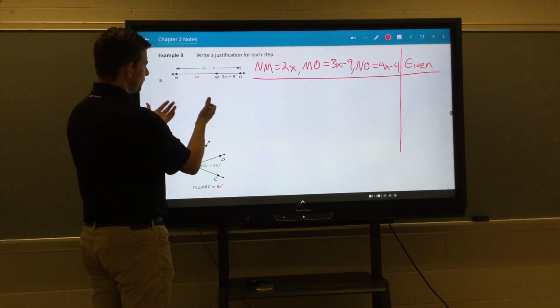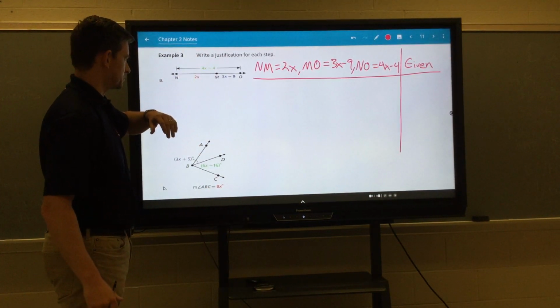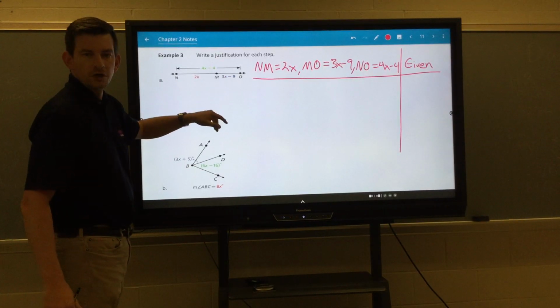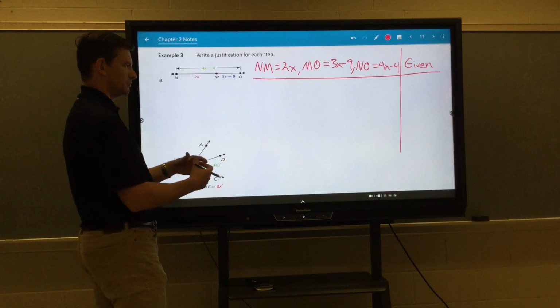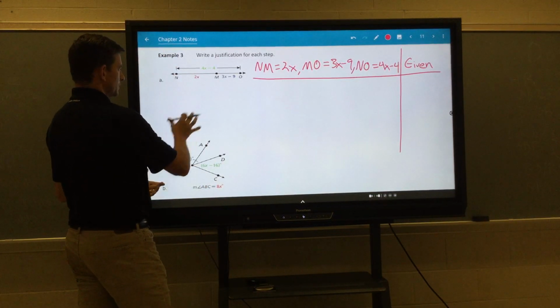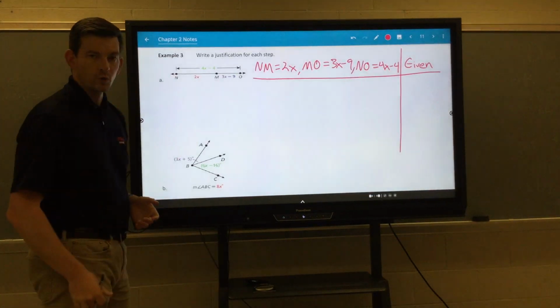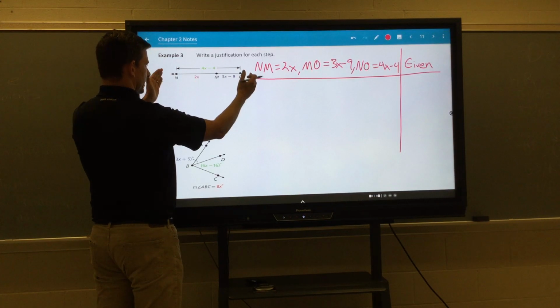We are trying to solve for x in this. We aren't really told. It just says write a justification for each step. Let's say we're solving for x. I mean, if we're finding side lengths, we could take that x value and then substitute it back in. But let's solve for x.